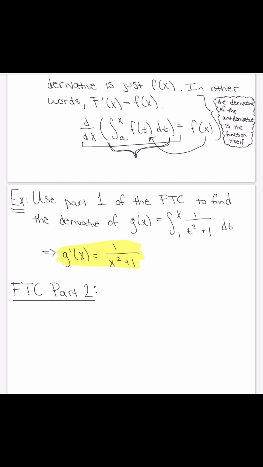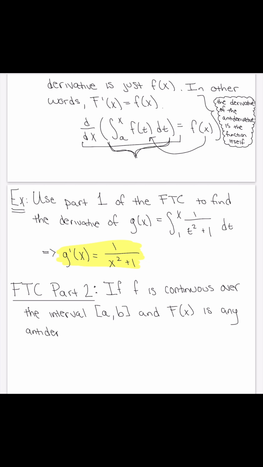So what part 2 says is, we still have the same thing. If f is continuous over the interval [a, b], and F of x is any antiderivative of f of x, then the integral from a to b of lowercase f of x is just the antiderivative evaluated at the upper limit, so b in this case, minus the antiderivative evaluated at the lower limit.